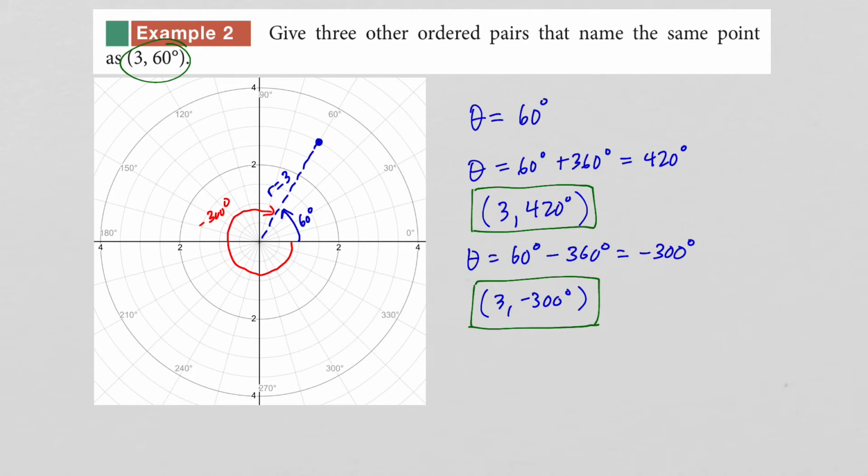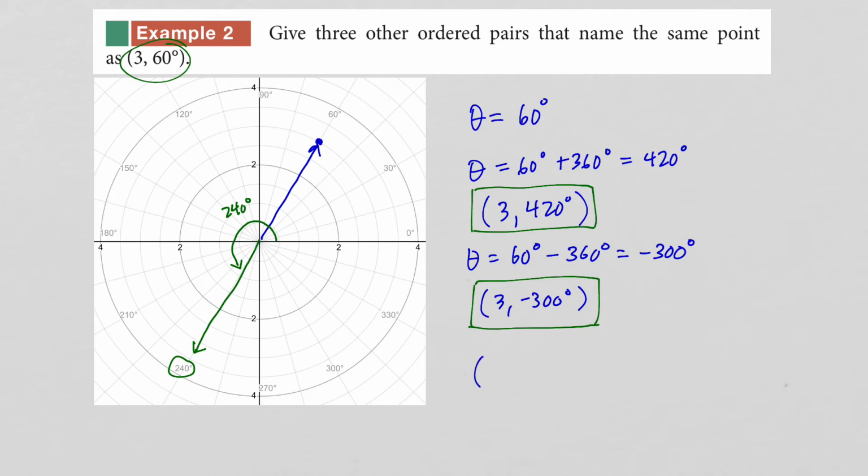But the other thing that I could do, as you saw in some previous examples, is I could use the opposite angle. So we know that 60 degrees is here, but if you go in the opposite direction, this angle would be 240 degrees, right? You can see that here. Now, if I use an angle of 240 degrees, my R value would have to be negative because a negative R value would bring it back across.